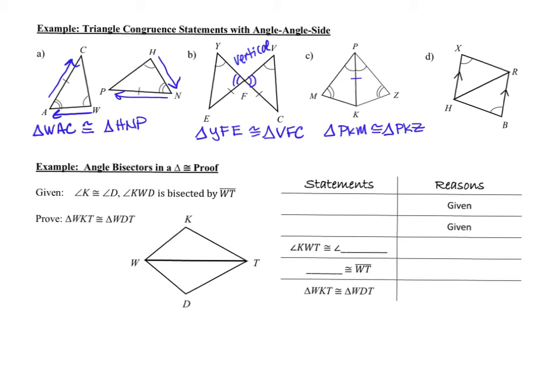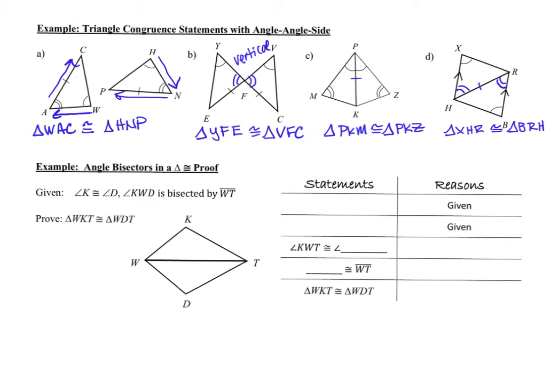Notice in letter D, we have these arrows here. This means that HX is parallel to RB. What kind of angles can we mark with parallel lines? We can mark alternate interior angles. So I've already marked those here. And then these triangles have a common side or a shared side. So that means that triangle XHR is congruent to triangle BRH.